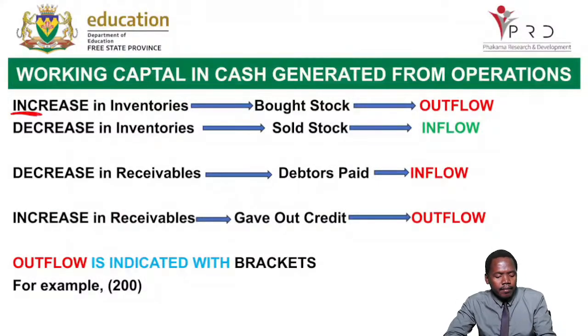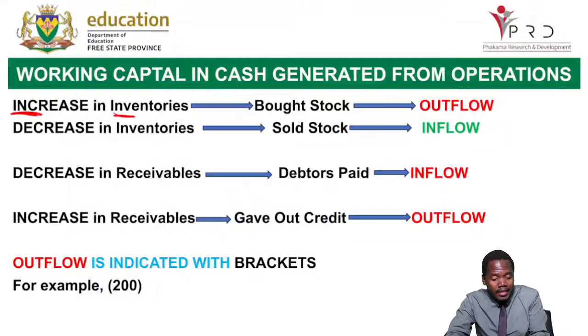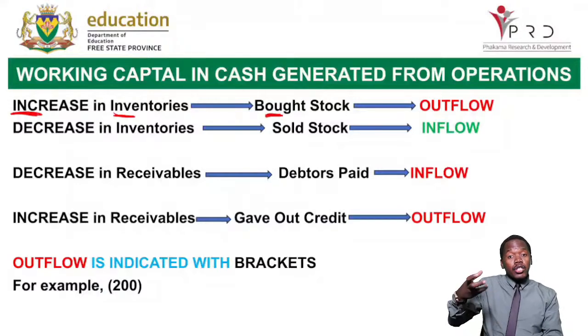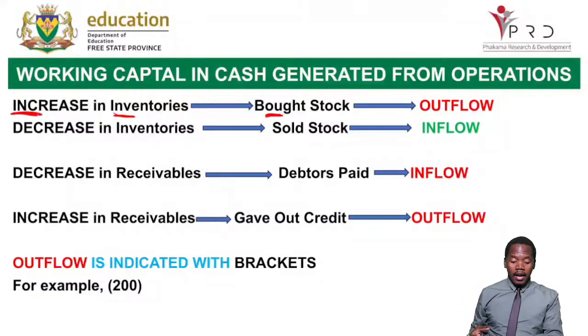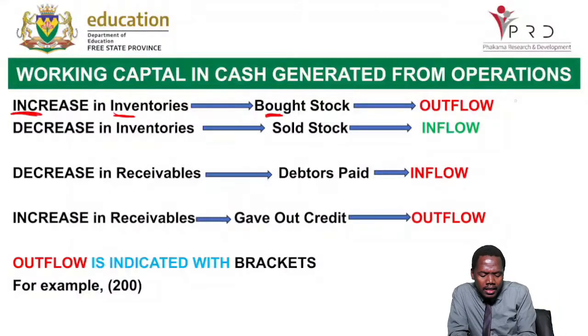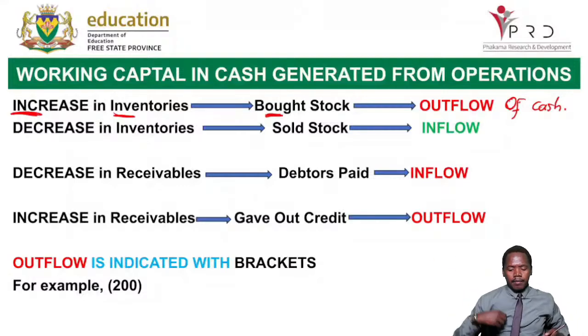An increase in our inventories. What caused the increase? It was caused by us buying stock, because inventories means stock. When we buy more stock, then there will be an increase in inventory. What is an implication to our cash? Then this becomes an outflow of cash. Cash will be going out.